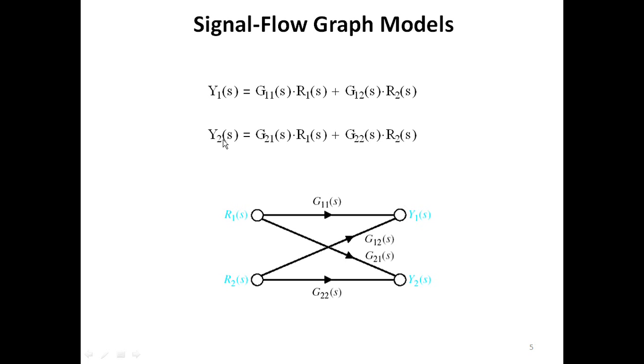The next equation is y2 of s equal to g21 of s into r1 of s plus g22 of s into r2 of s. So for y2 of s, one signal is coming from r1 of s with gain g21 of s, and the second signal is coming from r2 of s whose gain is g22 of s. So this is the simple representation. First step is that the number of variables is equal to the number of nodes. Then whatever relation is given, we have to show the branches, their direction and the multiplying gain.